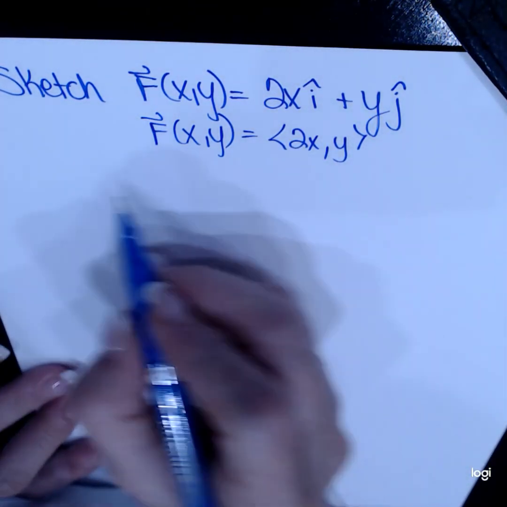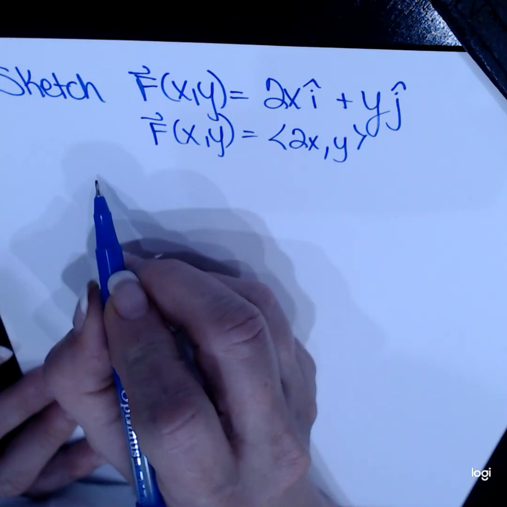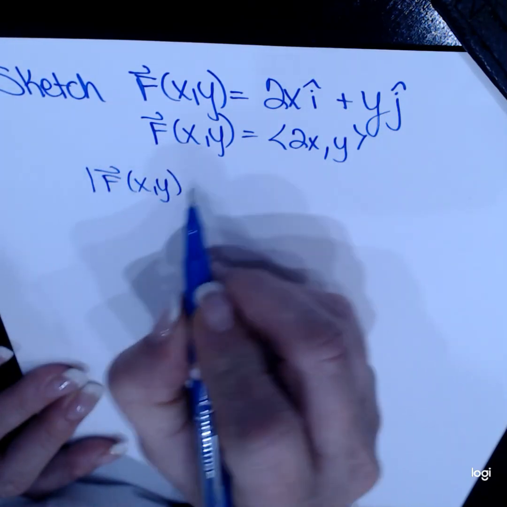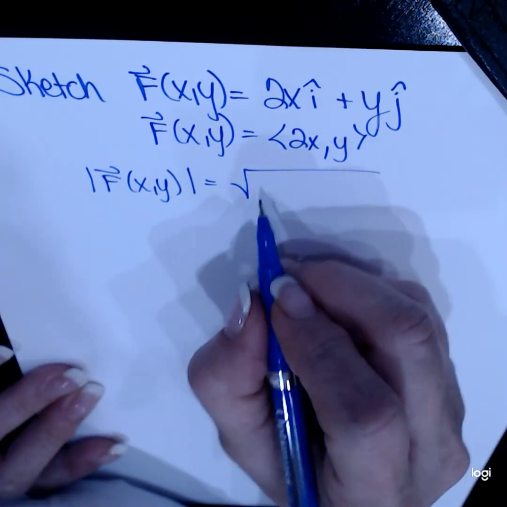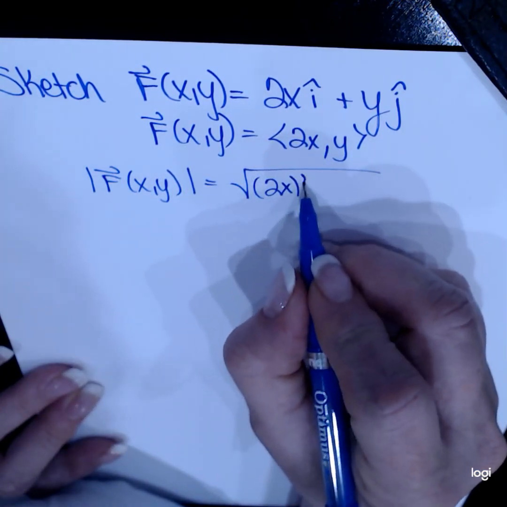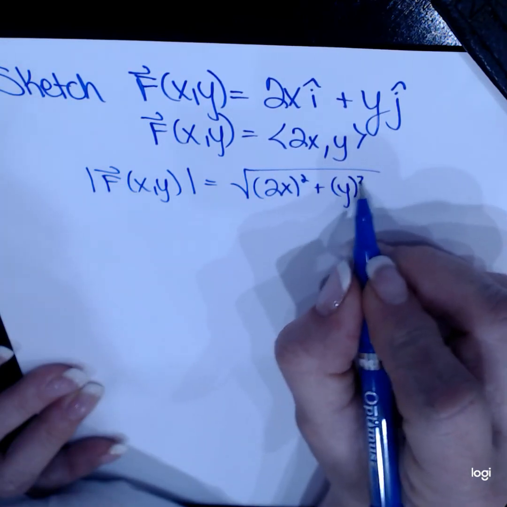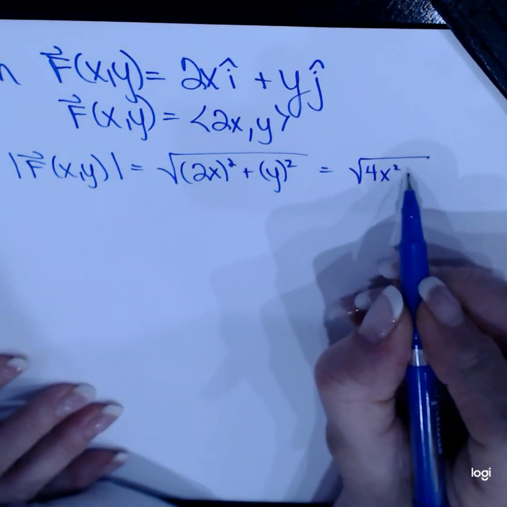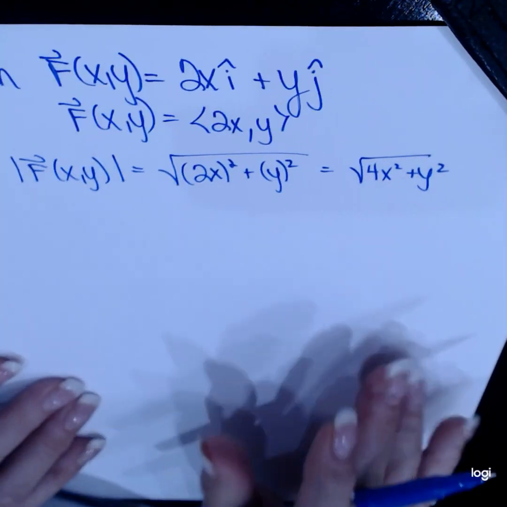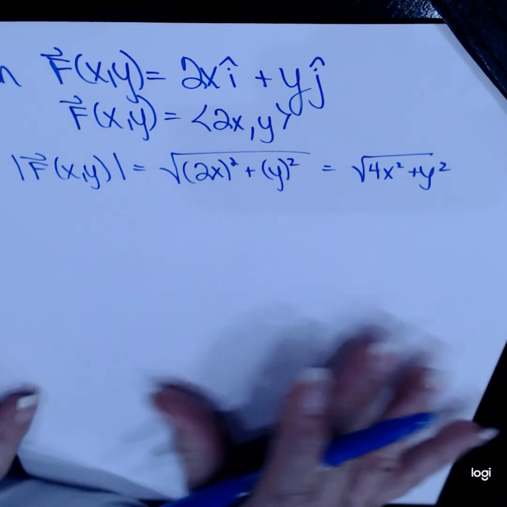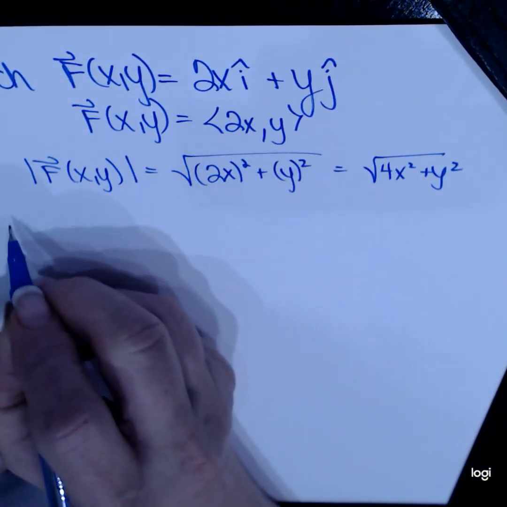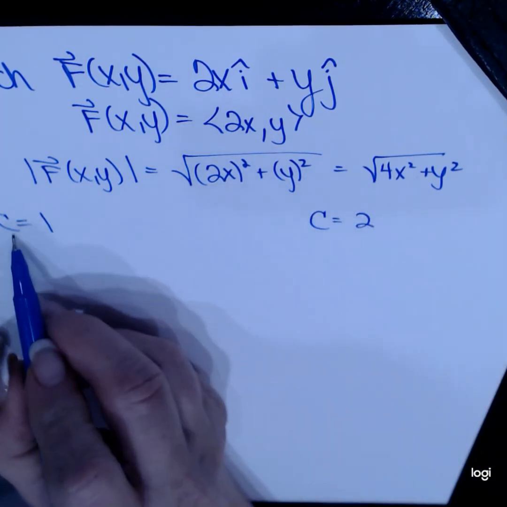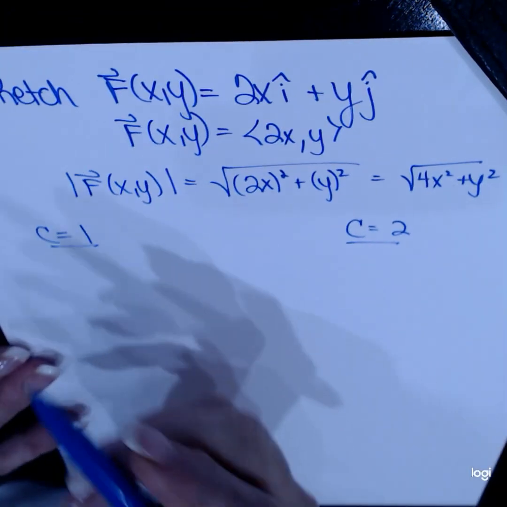Now, in order to sketch this thing, we need to look at the level curves, which means we're going to need the magnitude of our vector field. The magnitude will be the square root of each of the components squared. So it is the square root of (2x) squared plus y squared, which should give us the square root of 4x squared plus y squared. Then we're going to set that magnitude equal to some constants. Again, I'll do at least two of them; you need at least two to get an idea of what you've got going on here. I'll do c equal 1 and c equal 2.